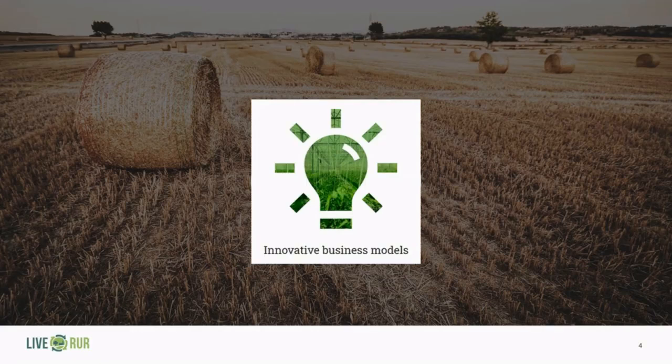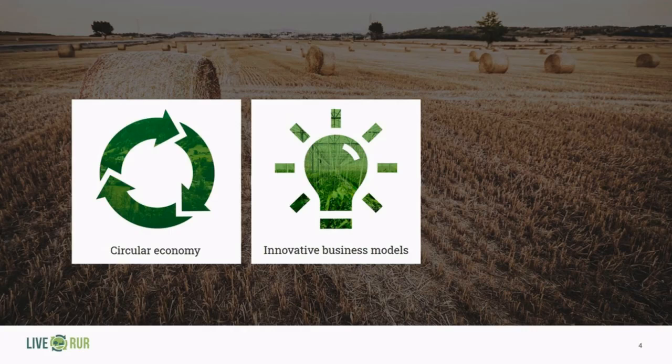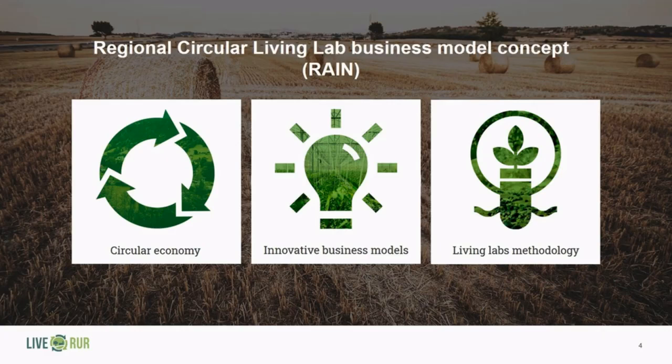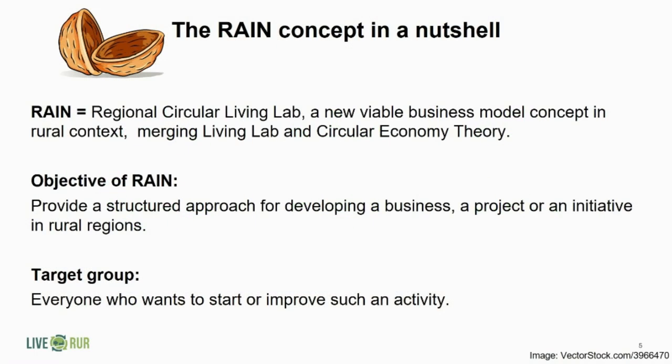In LiveRur, a Horizon 2020 funded project, the aim is supporting businesses, projects, and initiatives in designing innovative business models in rural areas, moving towards a circular economy and including all important stakeholders by following the Living Lab approach. In combining these ingredients, a new business model concept has been created, the Regional Circular Rural Living Lab Business Model Concept RAIN. RAIN is short for Regional Circular Living Lab.